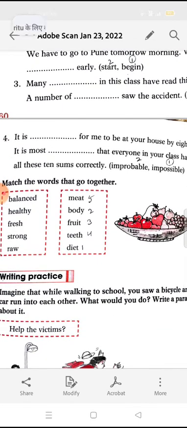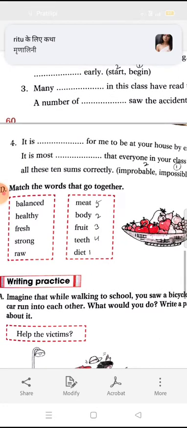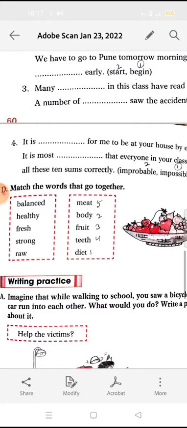Match the words that go together. Balanced diet, this you know very well. Healthy body, you are doing so much science, you know. Fresh fruit. Strong body. Raw, strong teeth.